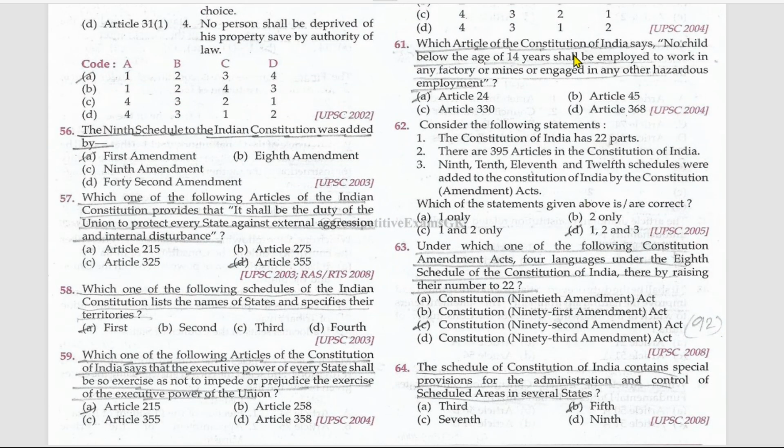Which article of the Constitution of India says no child below the age of 14 years shall be employed to work in any factory or mines or engaged in any other hazardous employment? Article 24. Consider the following statements, and among these three, which are correct? The Constitution of India has 22 parts. True. There are 395 articles in the Constitution of India. True. The 9th, 10th, 11th, and 12th schedules were added to the Constitution of India by Constitution Amendment Acts. This is also correct. All three are right.